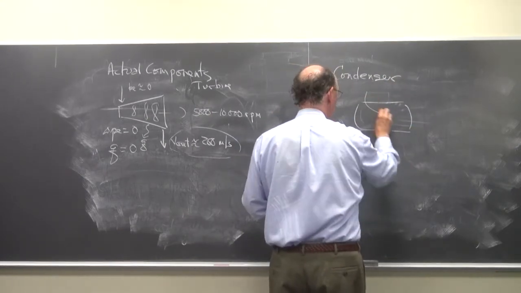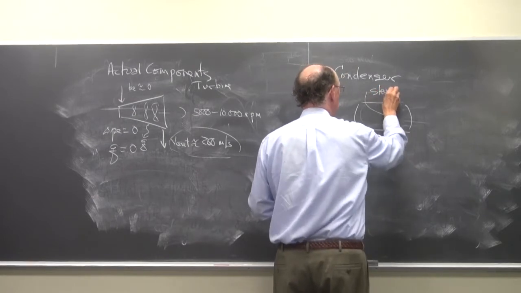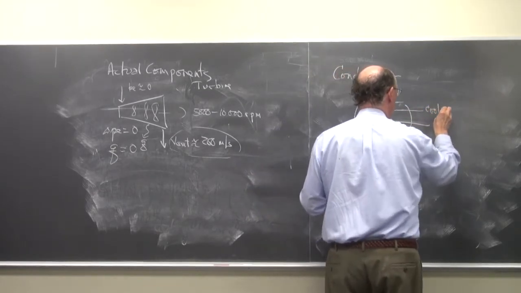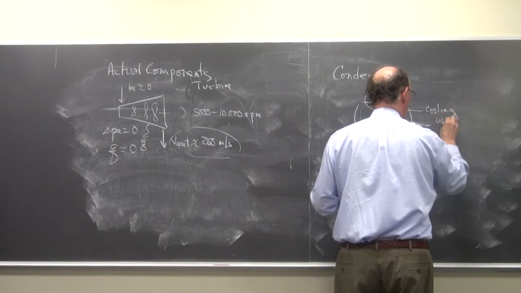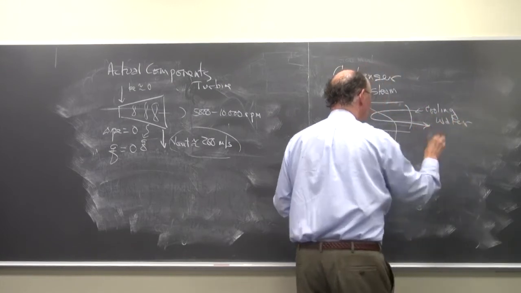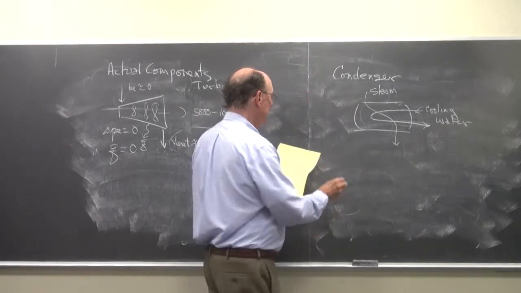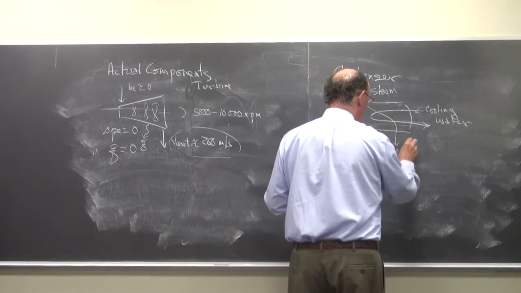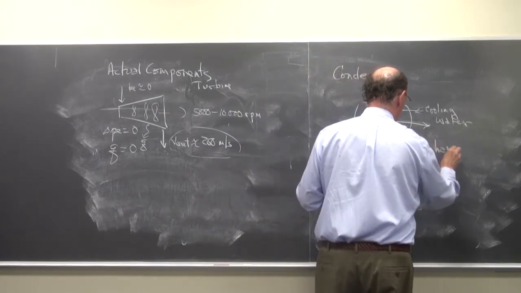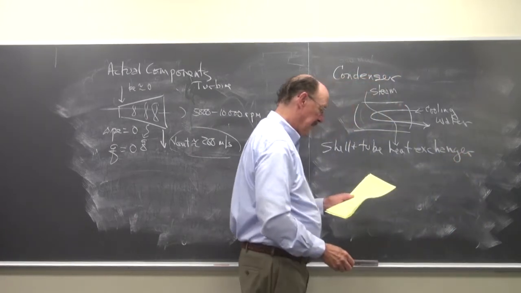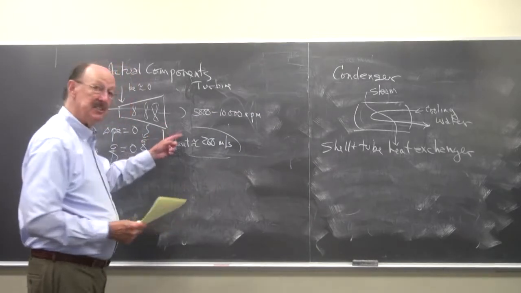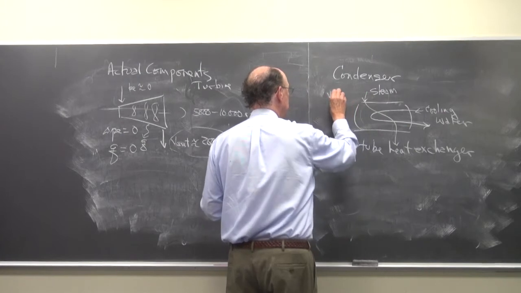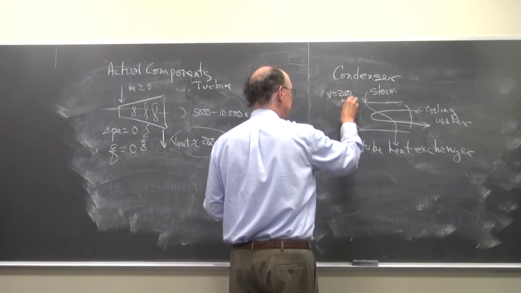And so we have the steam here, and we have the cooling water. So we have the steam go in, so it's a shell and tube heat exchanger. And we saw that since this is the velocity leaving the turbine, there could be that same velocity here, so we could have v is equal to 200 meters per second or less.